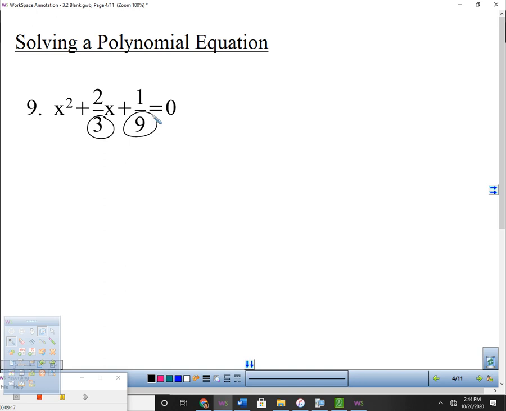So I'm going to multiply every single term I have by 9. So I'm going to take 9 times the x squared. And then I'm going to take 9 times the 2/3 x.